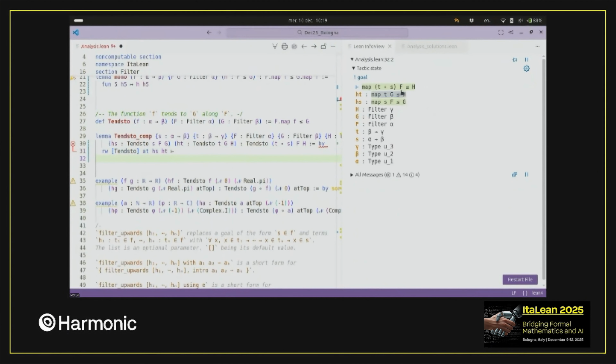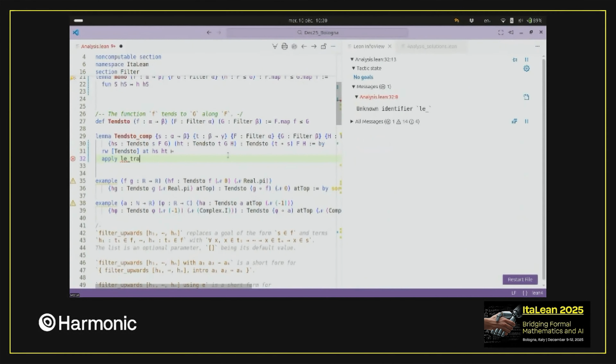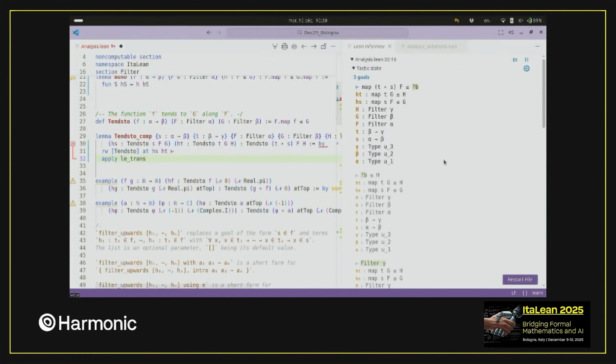Okay, now I want to prove that something is less or equal than H, and I know that something else is less or equal than H. So with some luck, I can use transitivity of the less than equal property and say, well, if these happen to be less or equal than the left-hand side, then I can chain the inequalities and I win. So I can try to apply a transitivity property, and indeed I end up with 3 goals, which is reasonable.